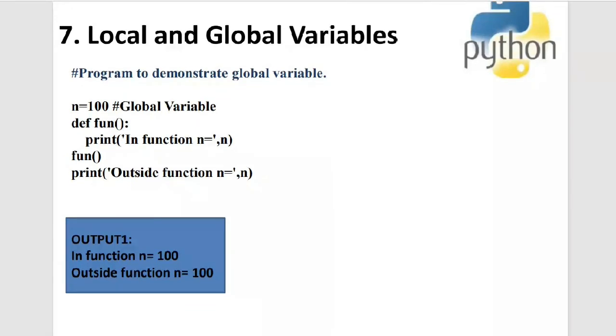Say that you don't have a name conflict. When I make a function call, the program control comes to the start of the function, and then in fun, n is taking the global variable, because there is no local variable with the name n. So I'll get 100 here. And after the function, when I try to print n, I'll get 100.